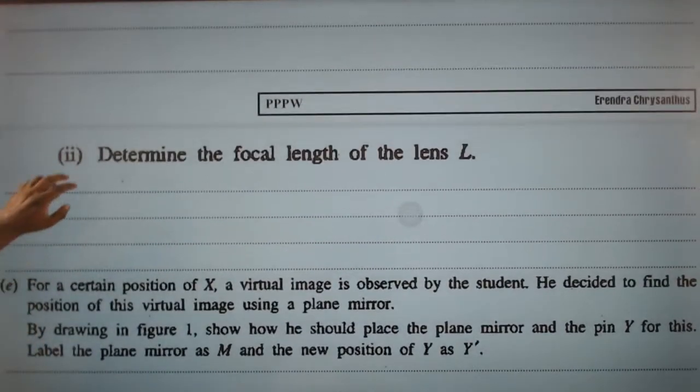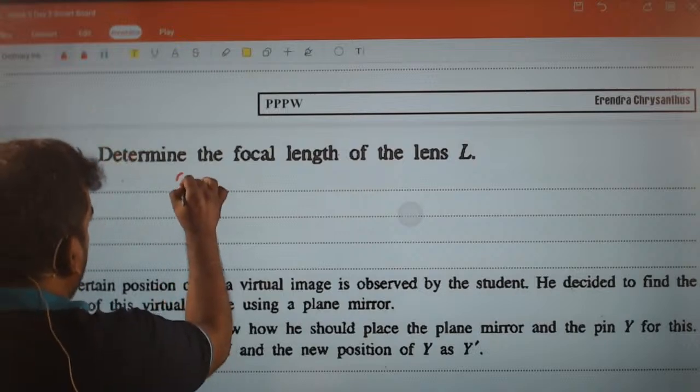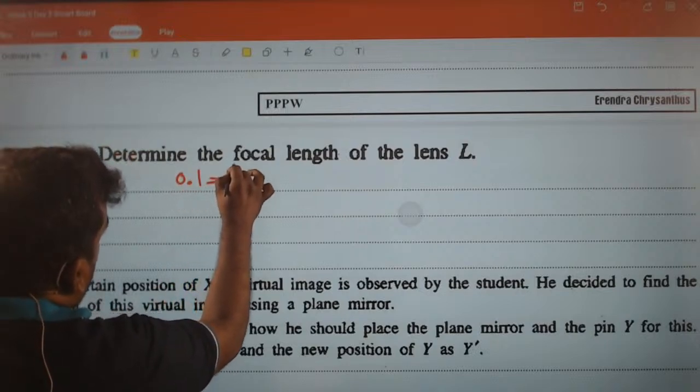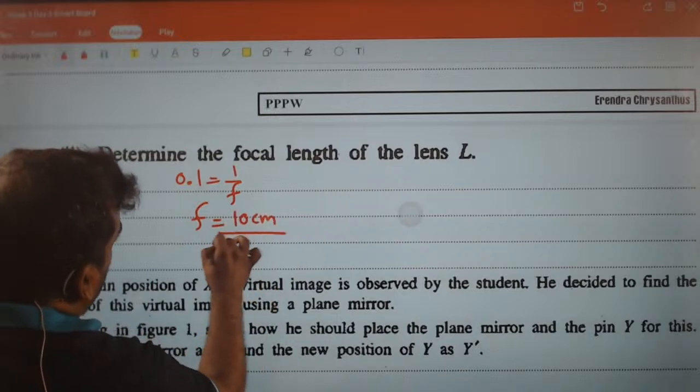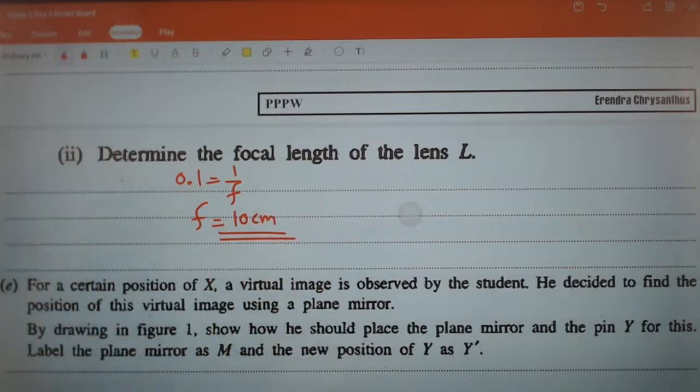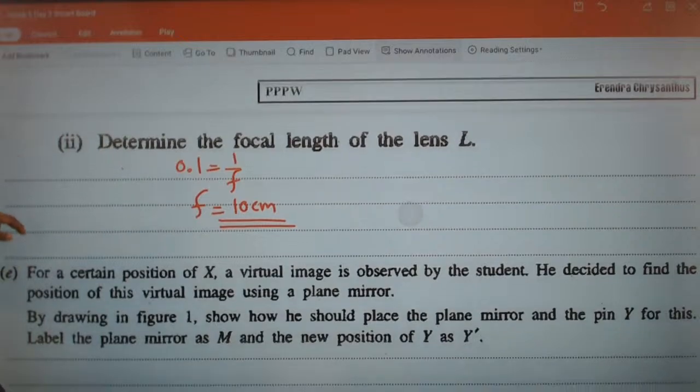Determine the focal length. Y-intercept is 0.1, which is 1 over f. F is equal to 10 centimeters. Right. Okay.